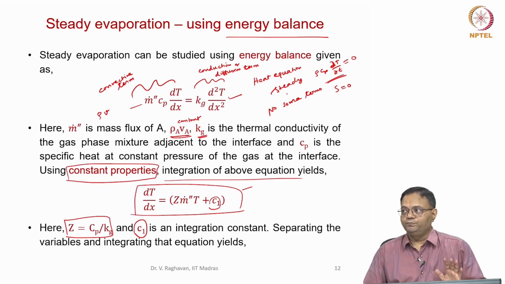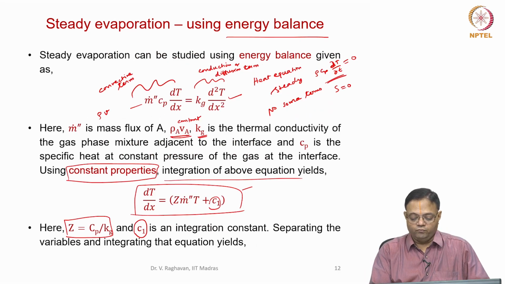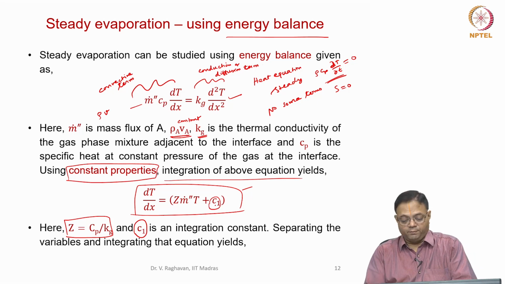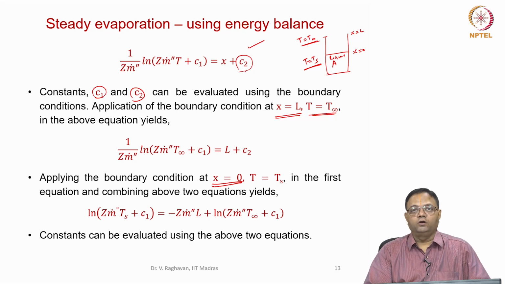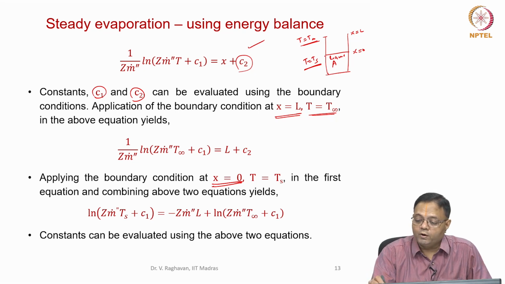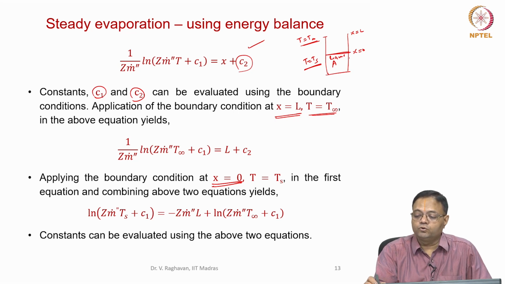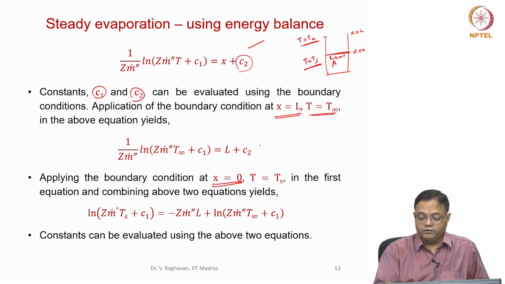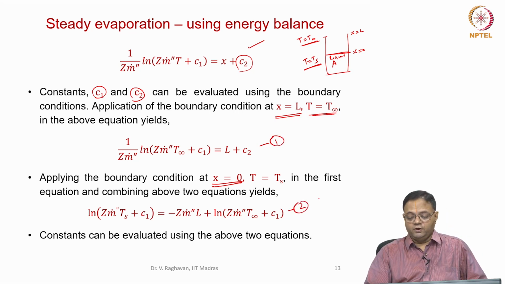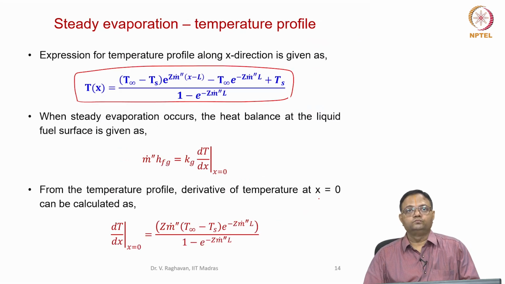Governing equation is taken, integrate once to get this, one constant of integration appears, separate the variables again and integrate, two constants are appearing. To solve these two constants, I need two boundary conditions. At the interface, x equal to 0, T equal to Ts, and at x equal to L, the far boundary, T equal to T infinity. Now, apply one by one and get two equations. Say this is equation 1 and this is equation 2. Simultaneously solve these two equations and get the values of C1 and C2.